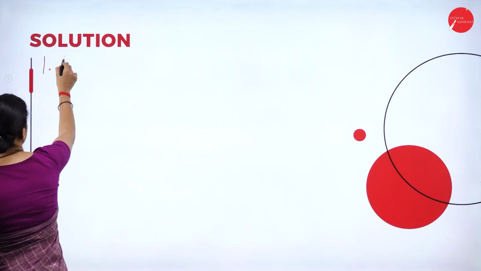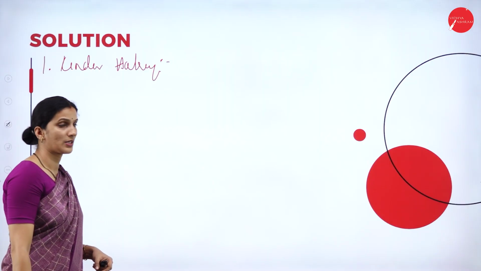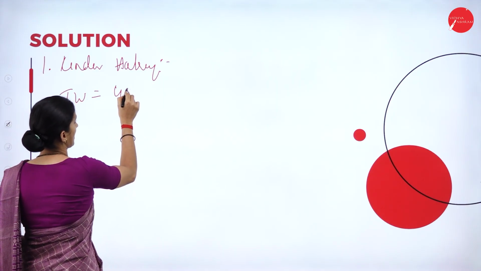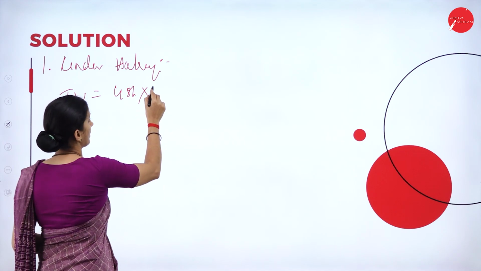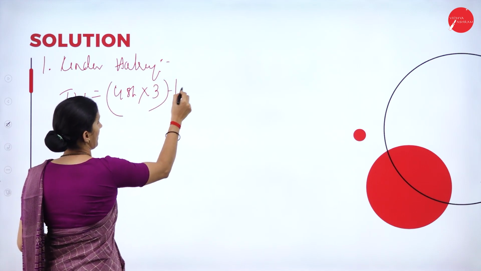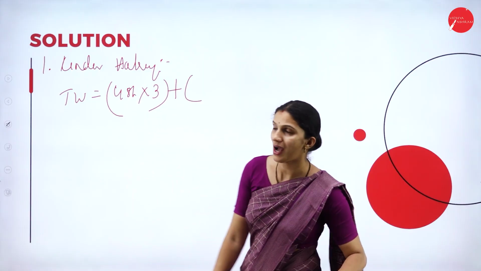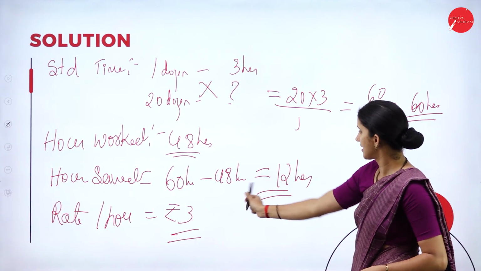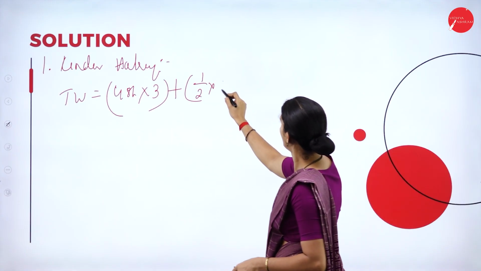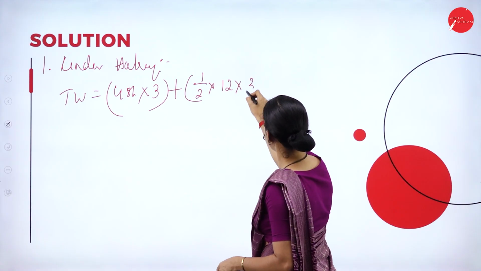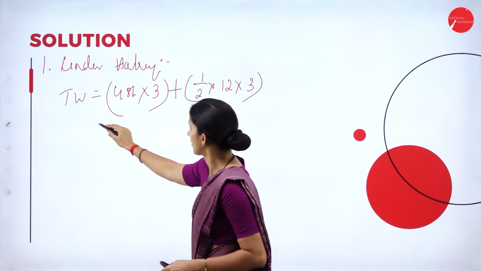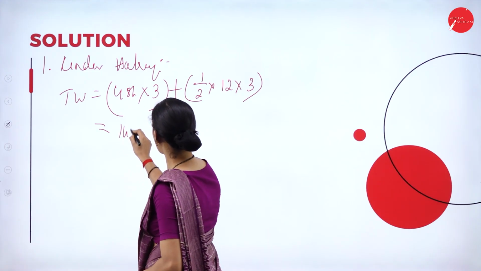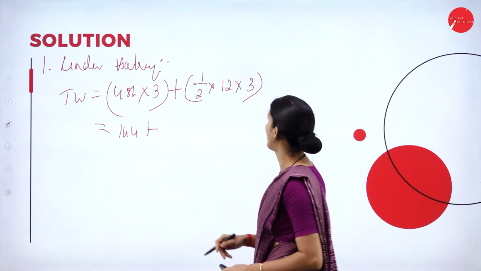Under Halsey's plan, your total wage is equal to hours worked, here 48 hours, into the fixed rate per hour, which is 3, plus the bonus, which you calculate on half of, that is 1 by 2, into time saved or hours saved, here 12 hours, into the rate per hour, 3. Now you can calculate 48 into 3, here it is 144, plus half of 12 into 3.